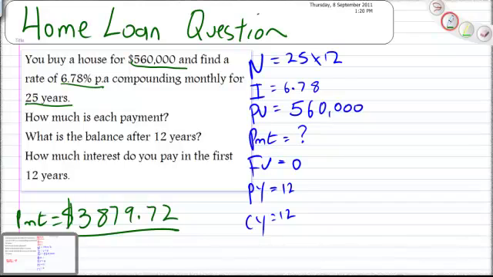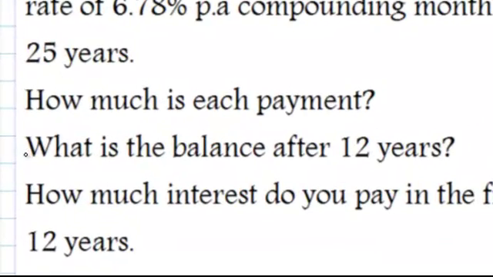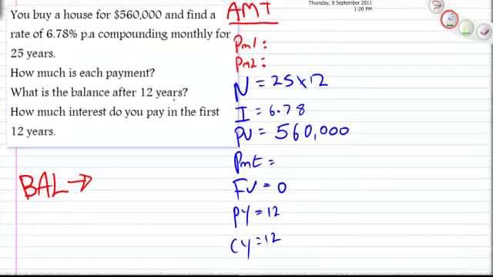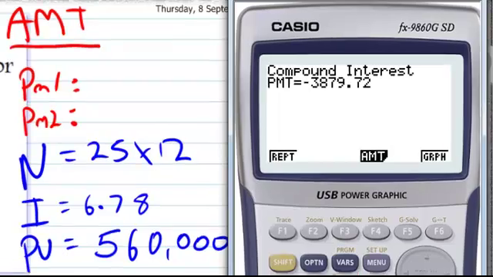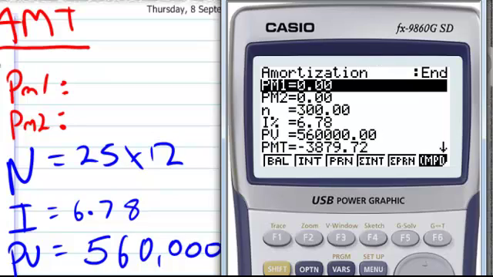The next question then says, okay, if that's your payment, what is the balance after 12 years? So for balance, we are looking at the amortization button on the calculator. You'll have your screen looking like this, and what you want to do is go to amortization, which is F4. You hit F4, and now you've got a PM1 and a PM2. PM1 is the first payment that we're looking at, and PM2 is the last one.